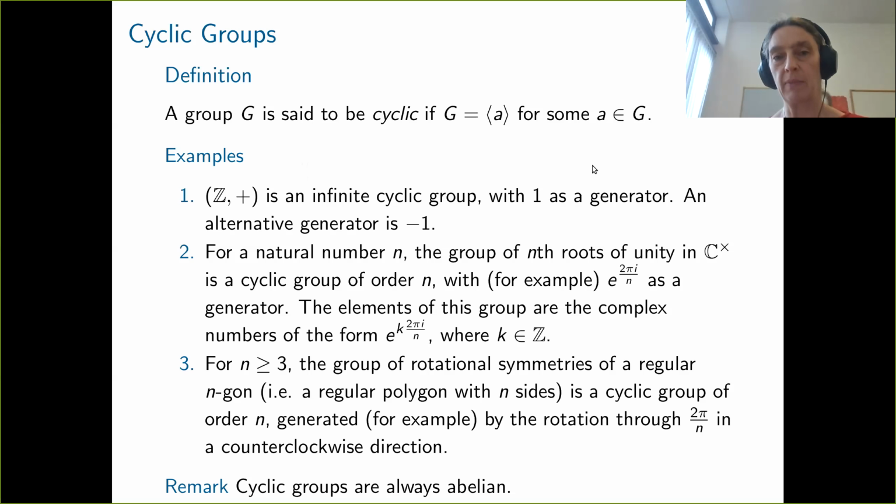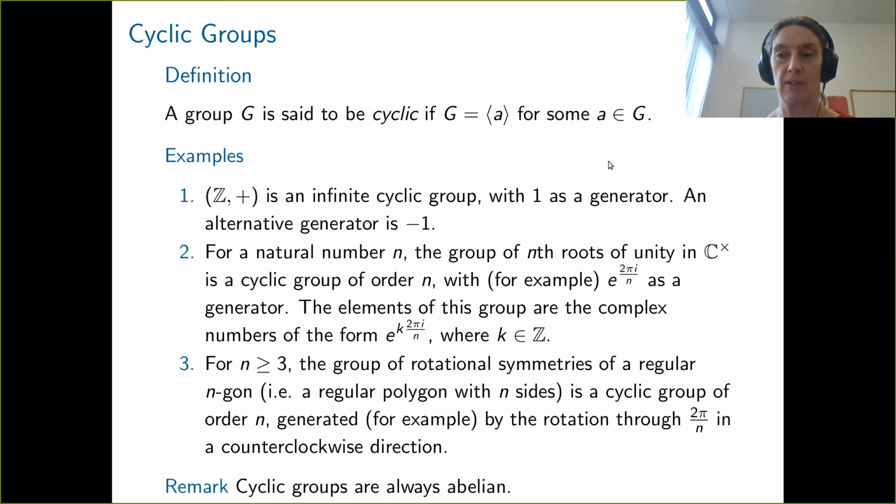The inverse for 1 in the integers is minus 1 under addition. Every negative integer can be obtained by adding minus 1 to itself some number of times. And the zero element is the identity. It's also 1 plus minus 1. So the number 1 generates the entire additive group of integers under addition.